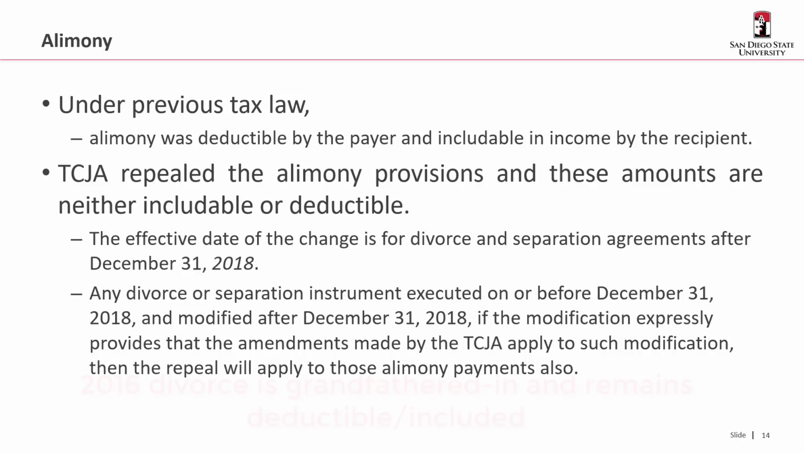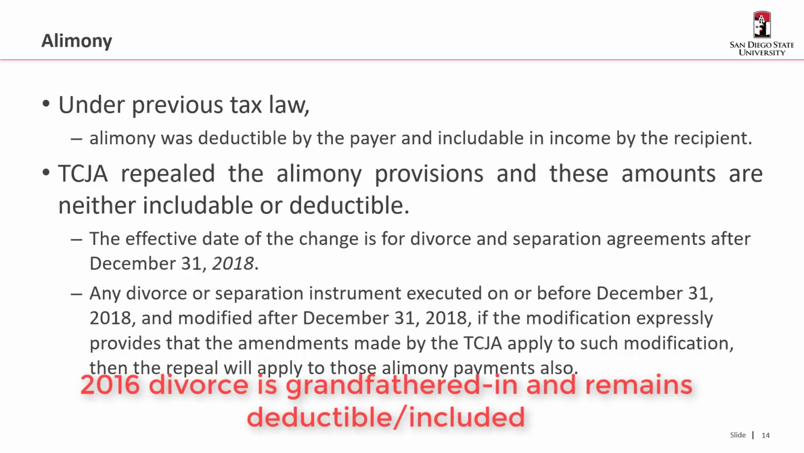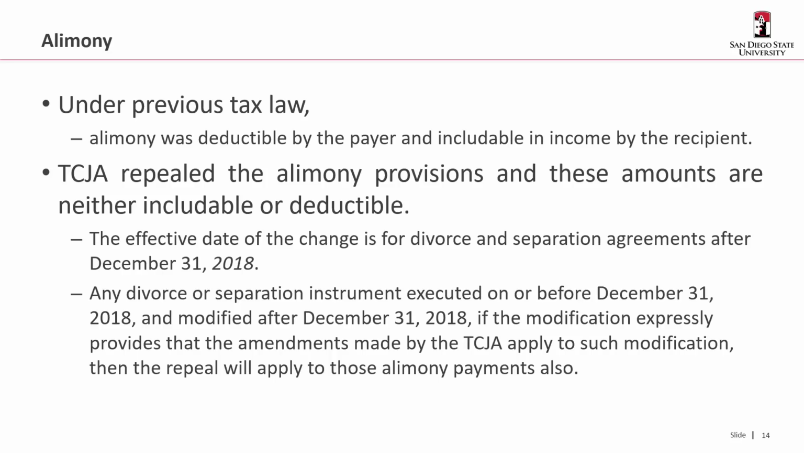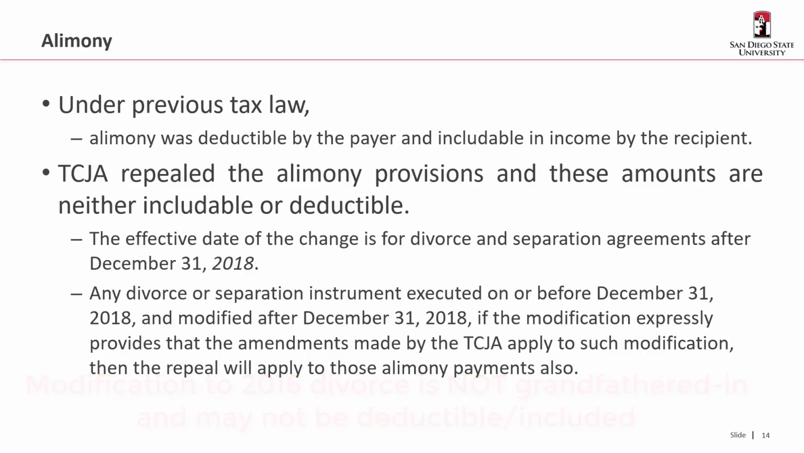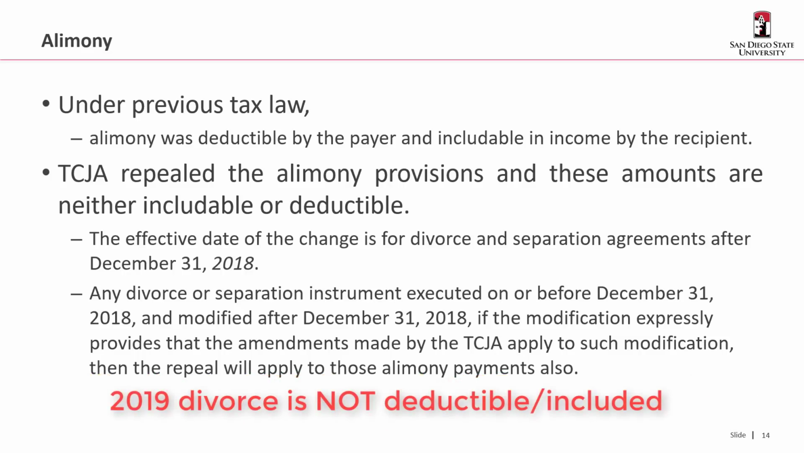So, for example, let's say you got divorced in 2016. Your alimony is deductible, and it's includable for the entire course of your alimony payments, whether they're in 2018, 2019, 2020. If, on the other hand, you make a modification to your alimony payments subsequent to 2018, and that modification says that these terms are going to apply, then they're no longer deductible. If, on the other hand, you got divorced in 2019, the alimony is not deductible and it's not includable, period. Okay? So hopefully that makes sense.